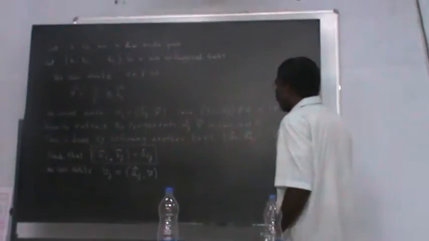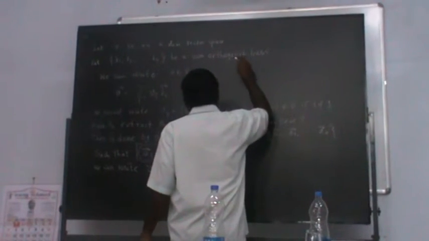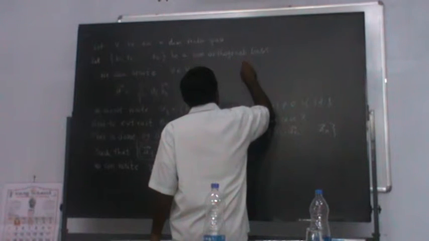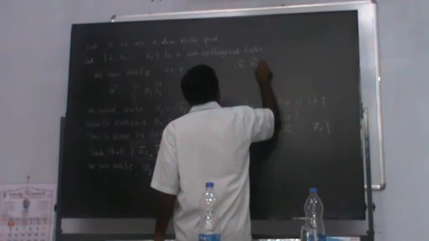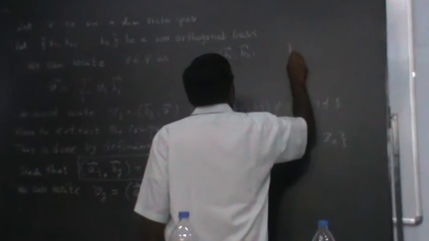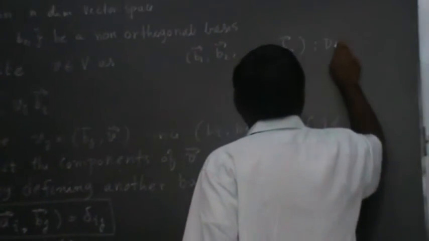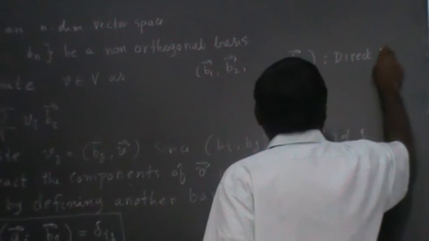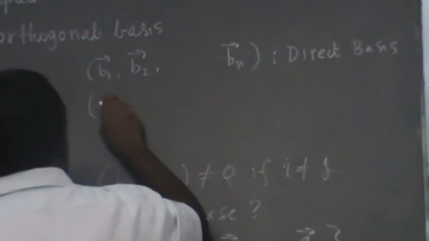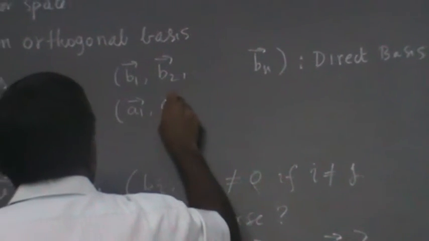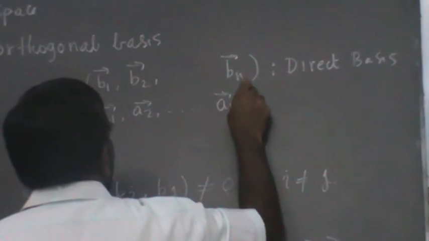So in general we have the following notation, the following nomenclature. This vector v1, v2, etc., vn is called direct basis, non-orthogonal basis, and then this basis a1, a2, an is called the reciprocal basis.